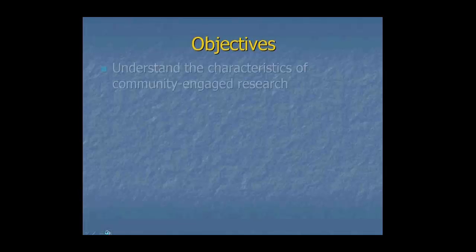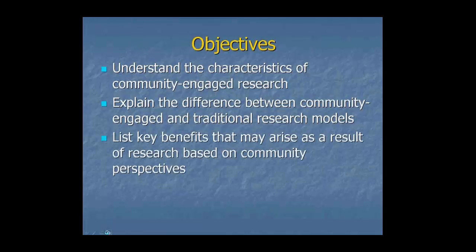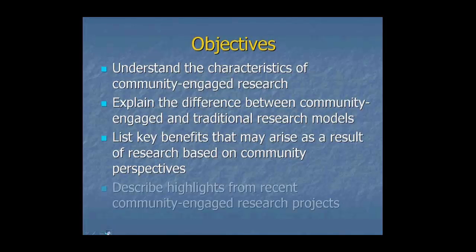This learning module will cover several learning objectives. First, it will advance understanding of some of the core characteristics of community-engaged research, will help explain some of the differences between community-engaged and traditional models of research, explore some of the benefits that may arise as a result of research that is based in community perspectives and community voices, and describe some highlights from recent community-engaged research projects.